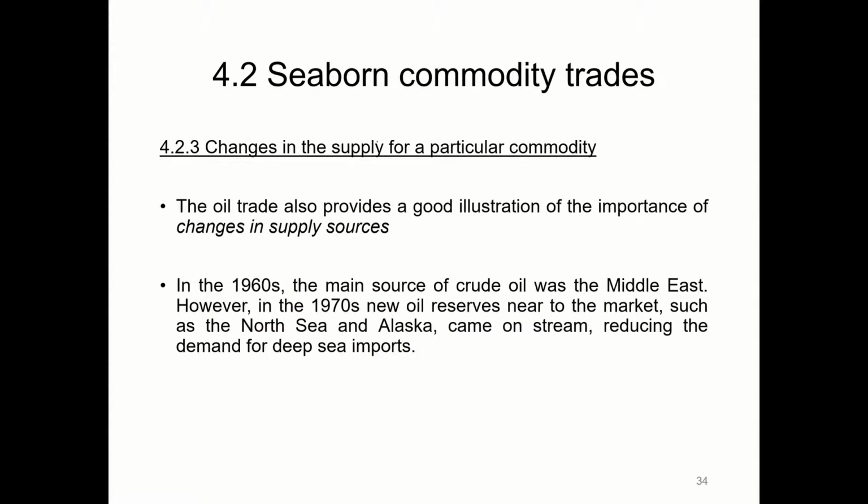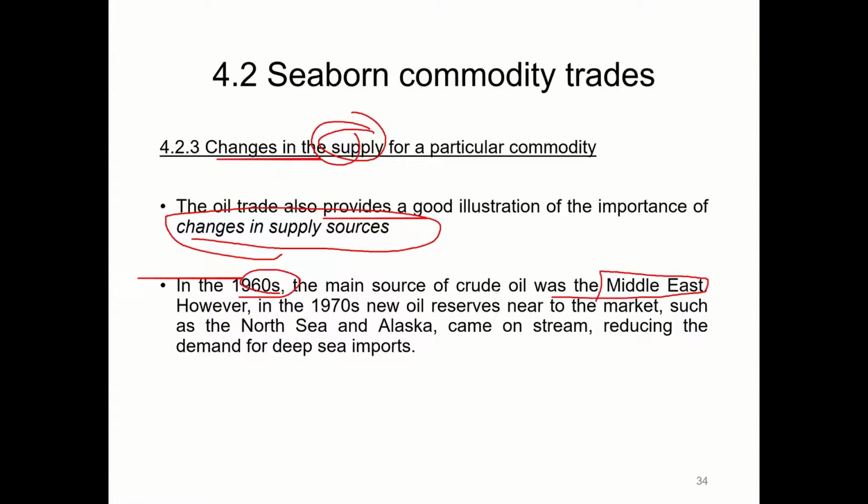The third factor would be changes in the supply for a particular commodity. We have talked about the demand, because it is possible for markets to substitute their consumption by choosing other products, adjusting to changes in the price of the commodity. So now we look at the supply. Oil trade also provides a good illustration of the importance of changes in supply sources. In the 1960s, the main source of crude oil was the Middle East. So the Middle East would supply oil to, let's say, Asia, Europe, and also the US. That's during the 1960s.